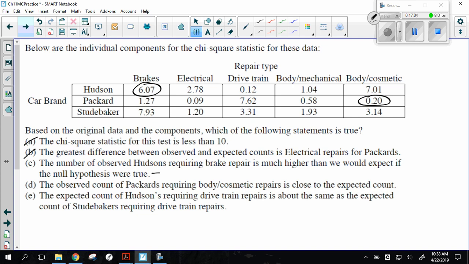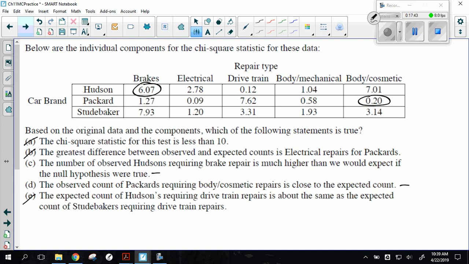Alright, well, I kind of like this one too. Okay. Expected count of Hudsons requiring drivetrain repairs is about the same as the expected count of Studebakers. I don't know how you could get that. Let's see. Repairs. Hudson's drivetrain, Studebakers drivetrain. Absolutely not. Those two values are super different. We're going to count that one out.